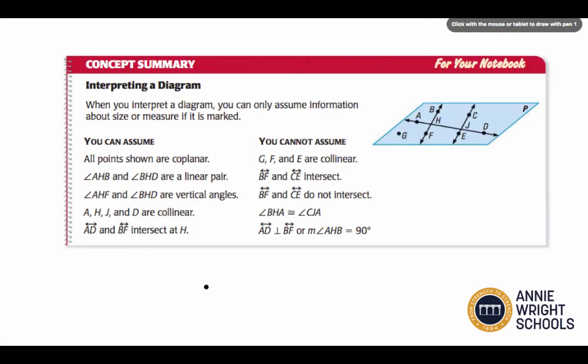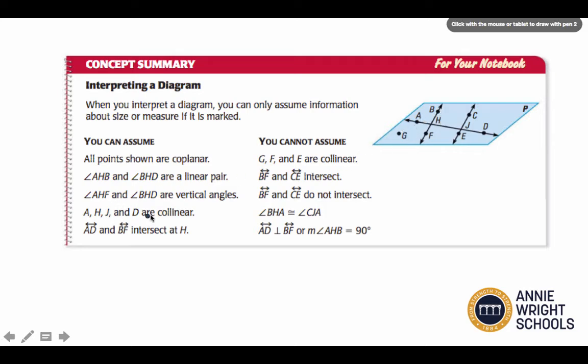Something else to look at is ways you can interpret a diagram. Look at the diagram over here on the right. Look at all the things that you can assume from the diagram. Angle AHB and angle BHD are vertical angles. Do you see how those 2 angles there form a line? They share a side, and the non-shared sides are opposite rays.